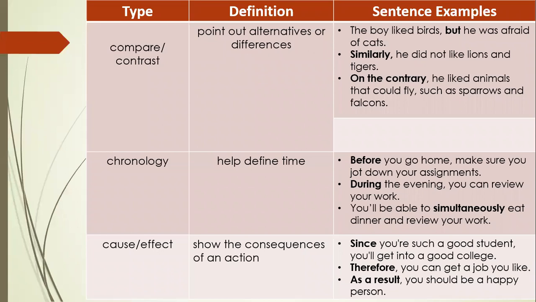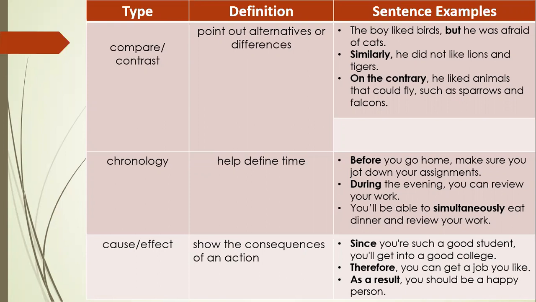The first type: compare, contrast, point out alternatives or differences. For instance, the boy liked birds, but. So, but is used here as a transition device. Similarly, he did not like lions and tigers. Then, on the contrary, compare and contrast, he liked animals that could fly, such as sparrows and falcons.